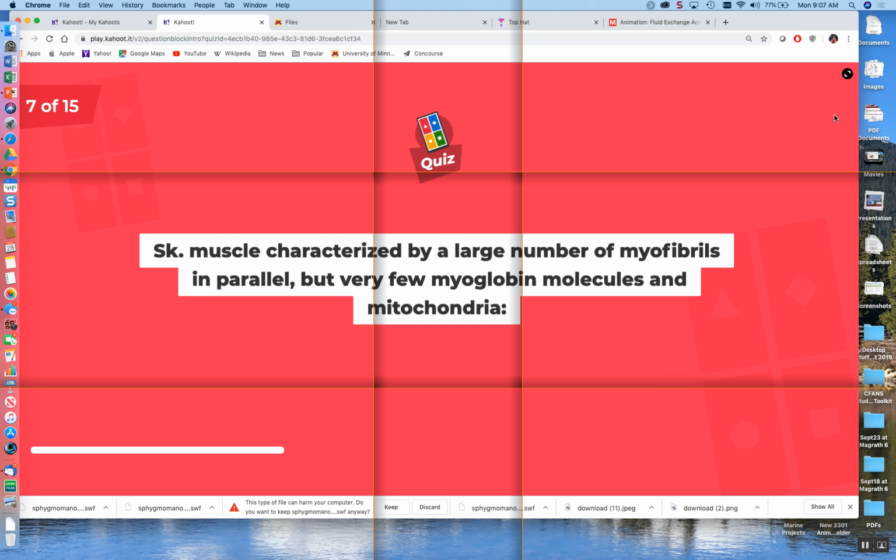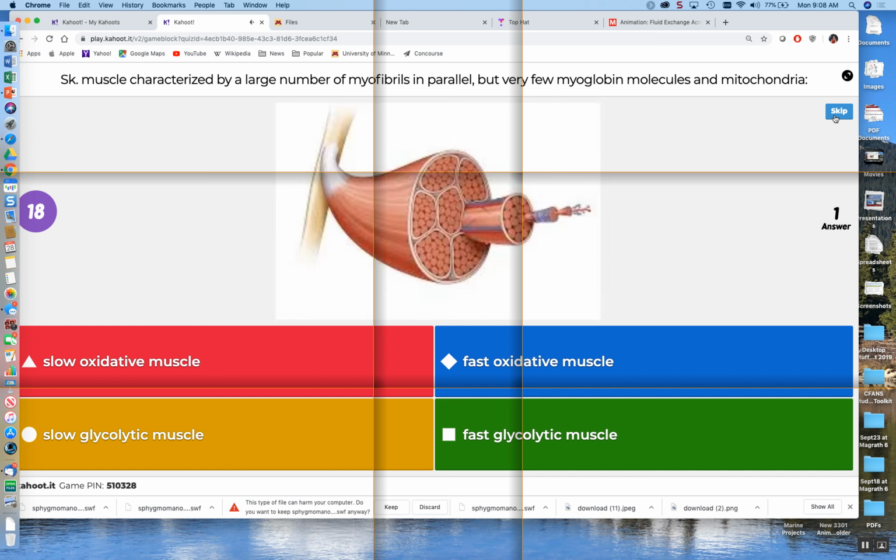Skeletal muscle characterized by a few number of myofibrils in parallel, but very few, a large number of myofibrils, but very few myoglobin and mitochondria. Slow oxidative, fast oxidative, slow glycolytic, or fast glycolytic. Large number of myofibrils, but very few myoglobin molecules and mitochondria.